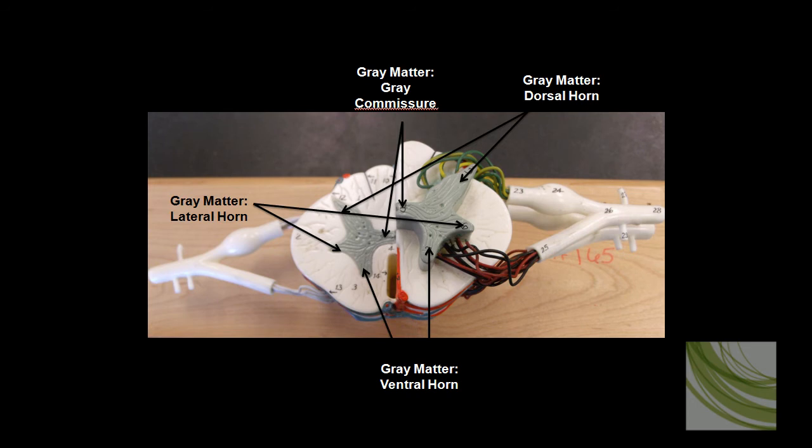This is the gray matter, and there are several structures we want to look at here. We want to look at the dorsal horn on either side, the lateral horn, the ventral horns, and what connects the two sides, the gray commissure. These are all gray matter. Remember, gray matter is unmyelinated axons, whereas white matter is myelinated axons.